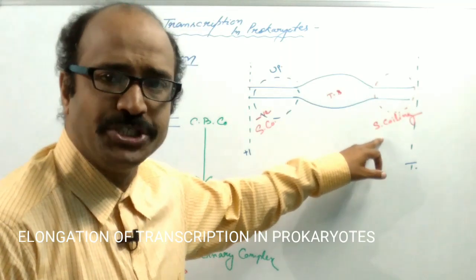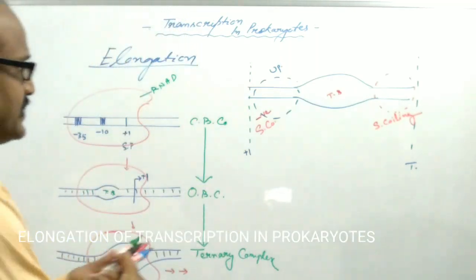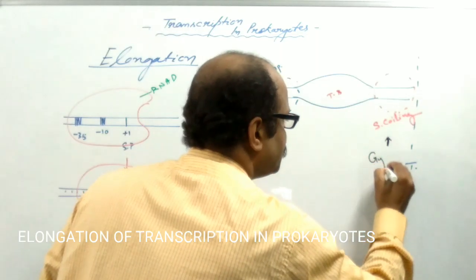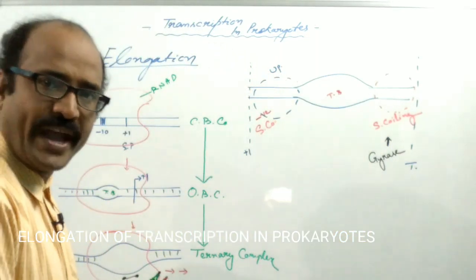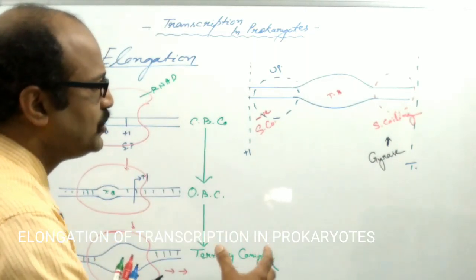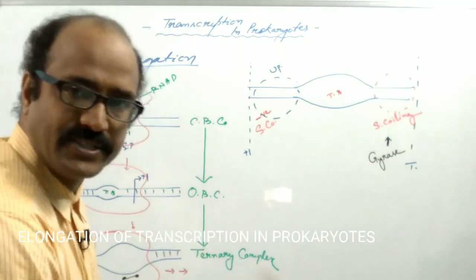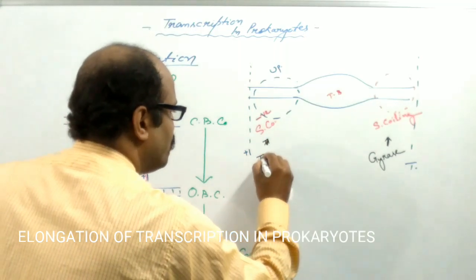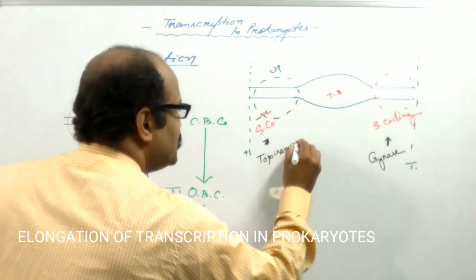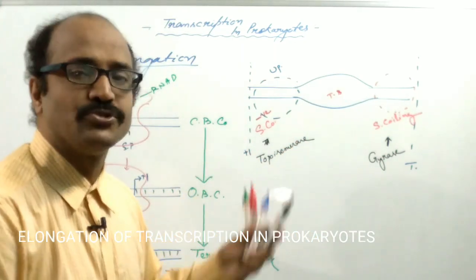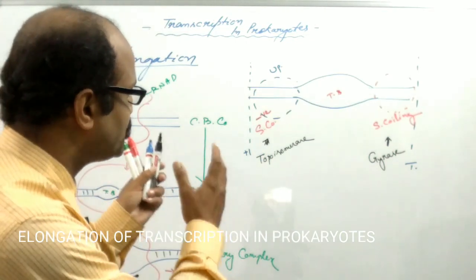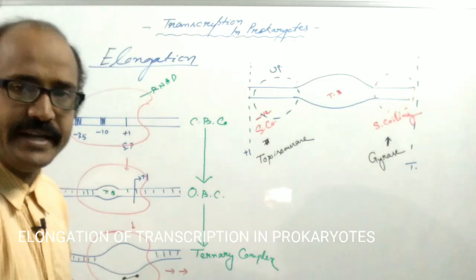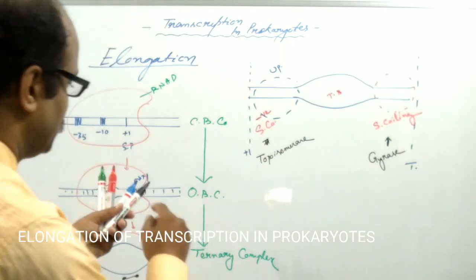Such positive supercoiling is relaxed by the action of one enzyme, that is gyrase. The action of the gyrase enzyme relieves the positive supercoiling. Likewise, another enzyme, topoisomerase, relieves the negative supercoiling and restores the original coiling of the DNA strand. So this is the process.